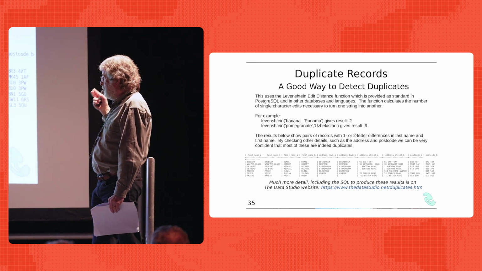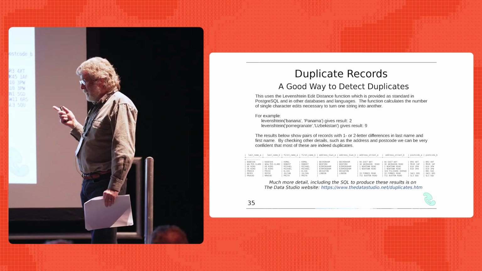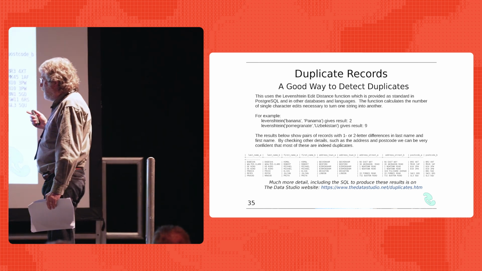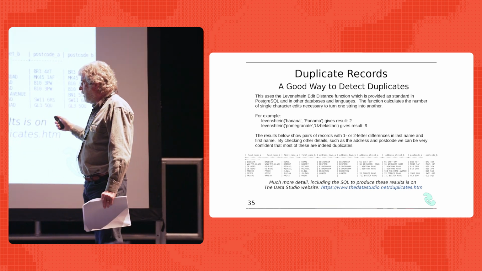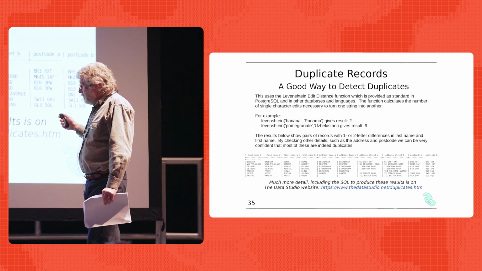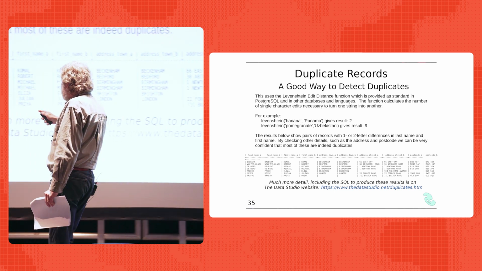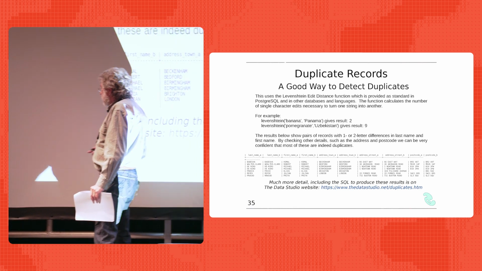Obviously, if it's 0, then they're exactly the same. But this method, which I haven't got time to go into in detail here, is on my website, and it's got all the code as well, how to do it. But this one over here, for example, you can't see it because I'm standing in the way.